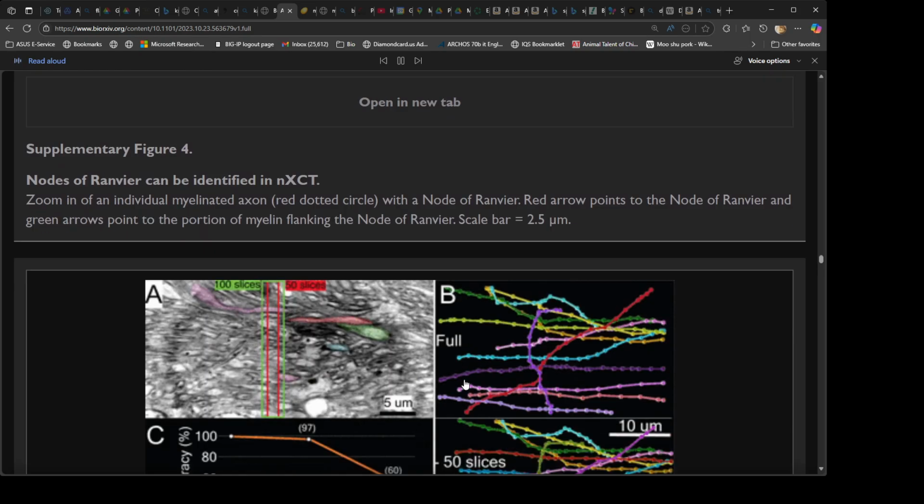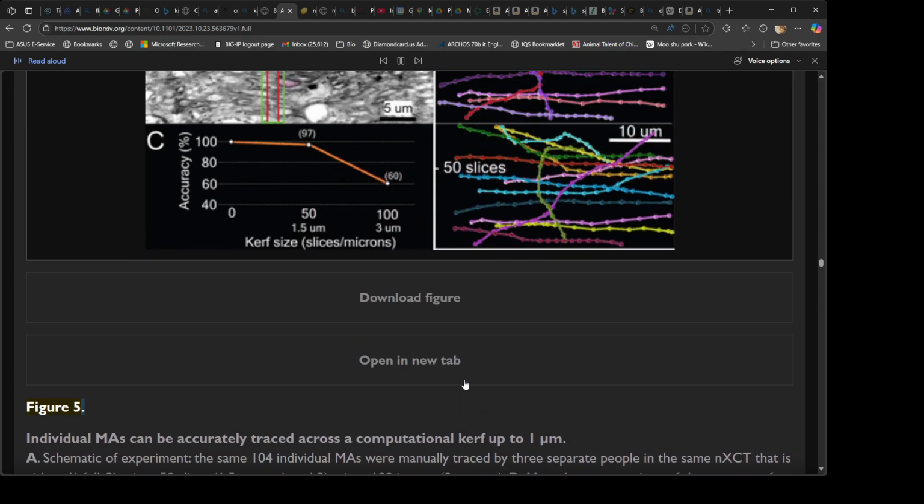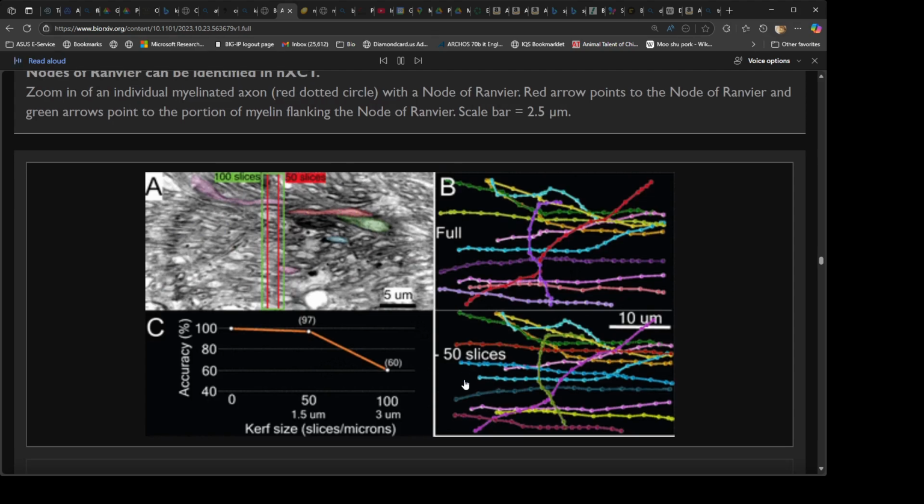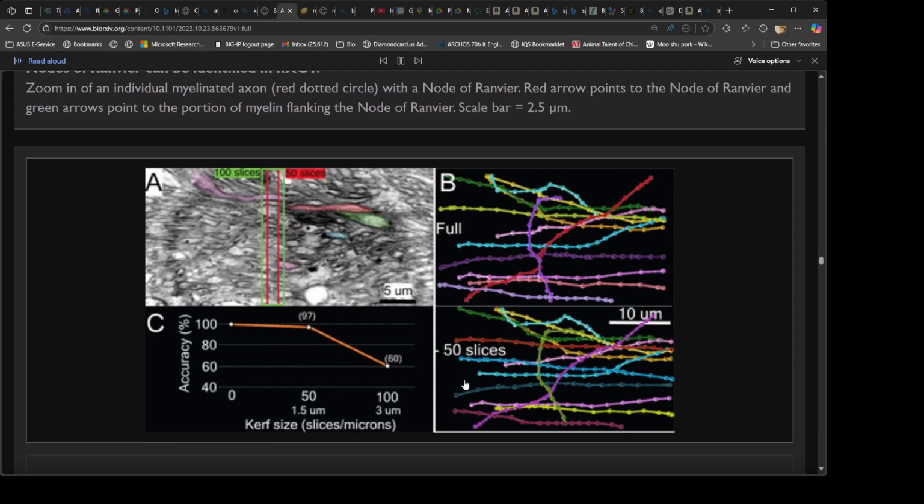Figure 5. Individual MAs can be accurately traced across a computational curve up to 1 µm. A. Schematic of experiment. The same 104 individual MAs were manually traced by 3 separate people in the same NXCD that is either 1) full, 2) minus 50 slices, 1.5 µm gap, and 3) minus 100 images, 3 µm gap.